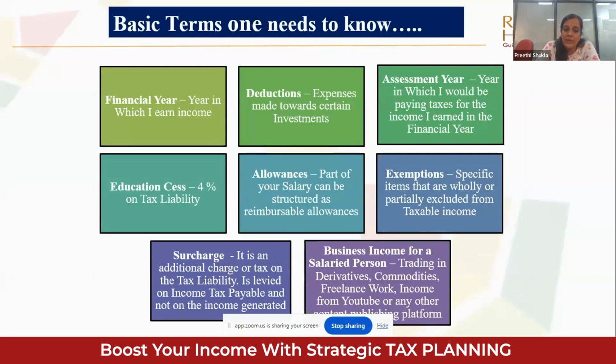Education cess of 4% has to be paid, irrespective of the type of tax. Allowances can be paid as part of your salary, and there are several allowances which are tax deductible, so make use of it. Exemptions are the ones which are already a part of your salary, but you can remove a part of your income in order to reduce your net taxable component.